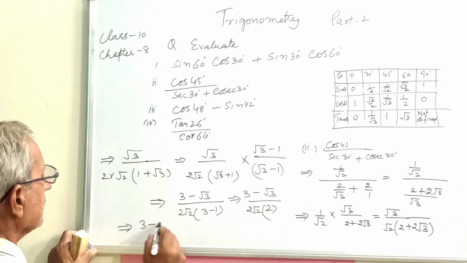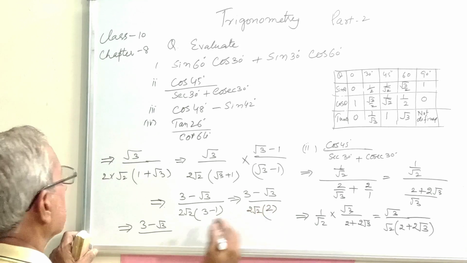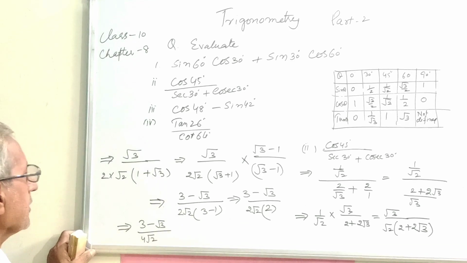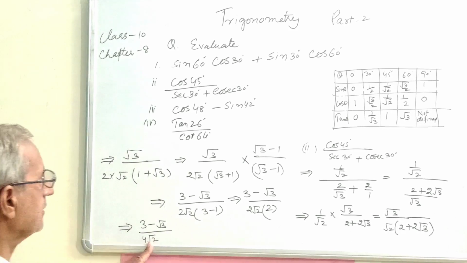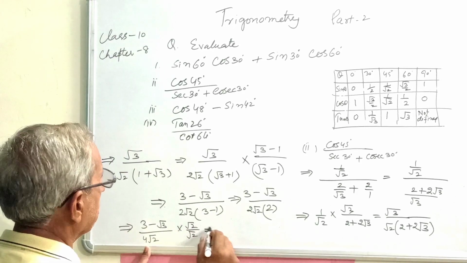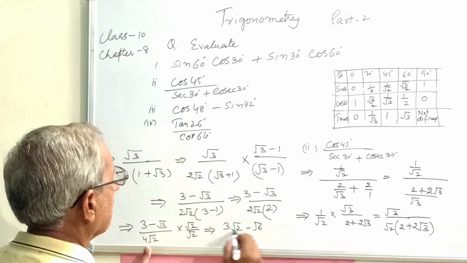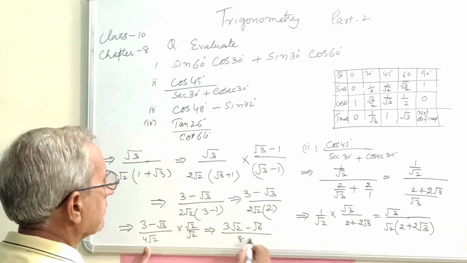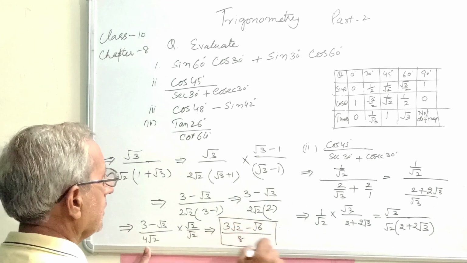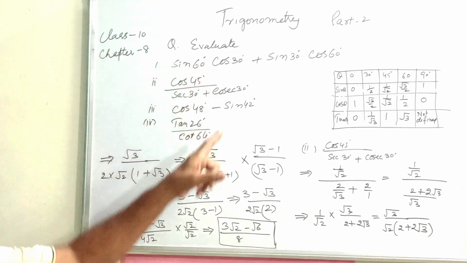So 3 minus under root 3 divided by, so multiplying these two, 4 under root 2. So again you will have to rationalize it. So multiply it by under root 2 divided by under root 2. So this will be 3 under root 2 minus under root 6 upon 8, 4 multiplied by 2. So this will be the answer for your second part evaluations.